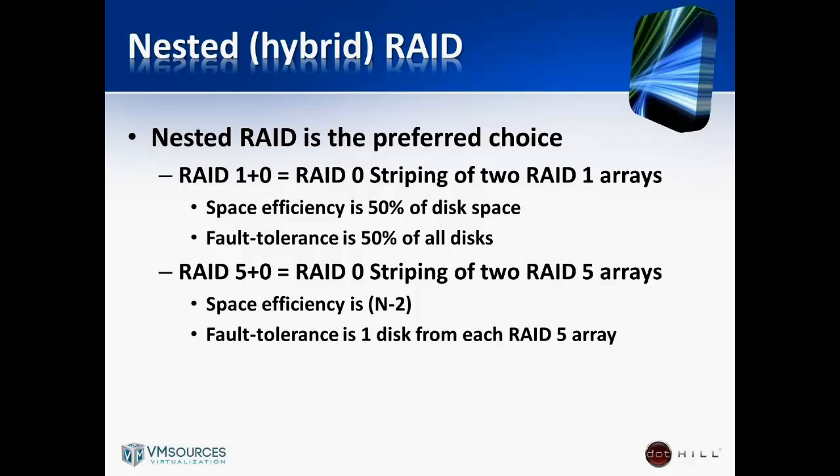Hybrid RAID is our preferred choice whenever possible. Theoretically, any RAID could be nested in any other, given enough sets of disks. Common hybrid RAID is RAID 1 plus 0 and RAID 5 plus 0, also known as RAID 10 and RAID 50.